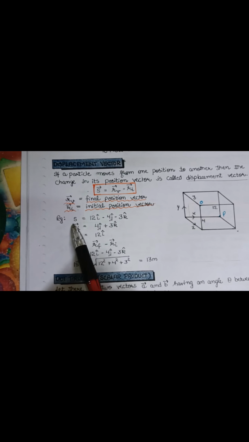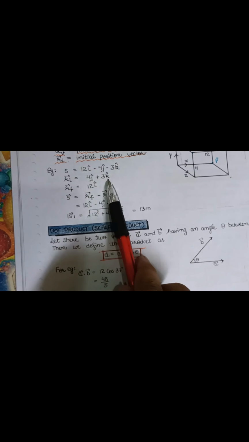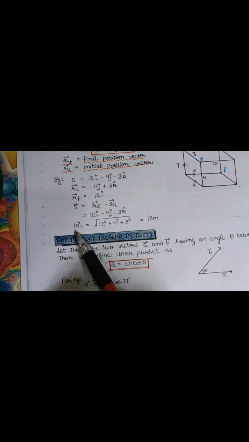For example, S vector is equal to 12 i cap minus 4j cap minus 3k cap. The initial position vector is equal to 4j cap plus 3k cap. The final position vector is equal to 12 i cap. So the displacement vector is equal to R final vector minus R initial vector is equal to 12 i cap minus 4j cap minus 3k cap. The magnitude of the displacement vector is equal to under root of 12 square plus 4 square plus 3 square equals to 13 meters.